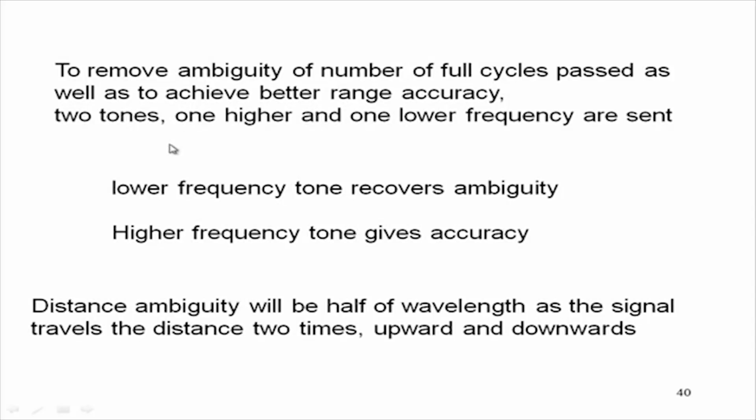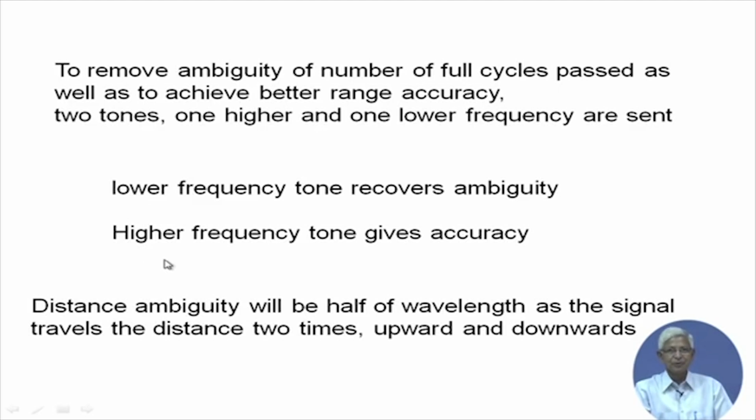Just recollect, for the tracking there is some problem we are facing. When we send a tone, we get a certain ambiguity in the number of full cycles that has passed, which we do not know. We do not know that count. Therefore a lower frequency tone is required so that a full cycle covers the up and down range, that is 2 times the range, but then you do not get the accuracy. Therefore a higher frequency tone is required to get the accuracy, where the phase is smaller. So both lower frequency as well as higher frequency tones are required.